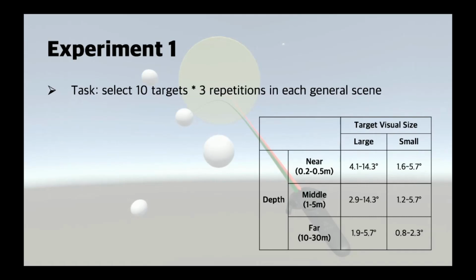We have 6 scenes, in 3 depth ranges, near, middle, and far, and 2 target sizes, large and small. Near range is where the user can directly touch targets. Middle range is the room scale range, and far range can only be accessed by recasting. We vary the depth and the size to create different types of scenes.